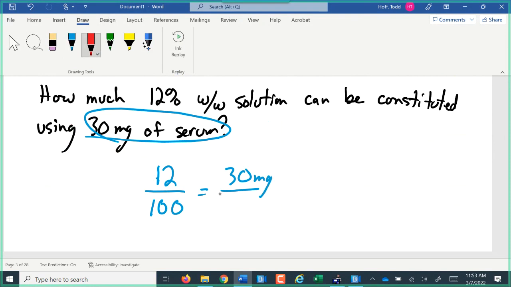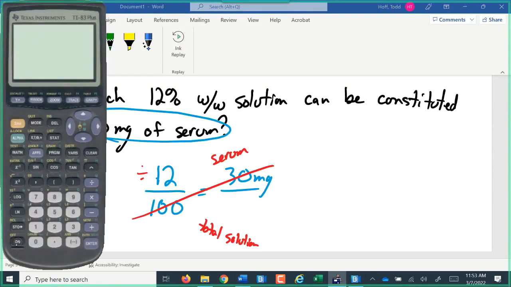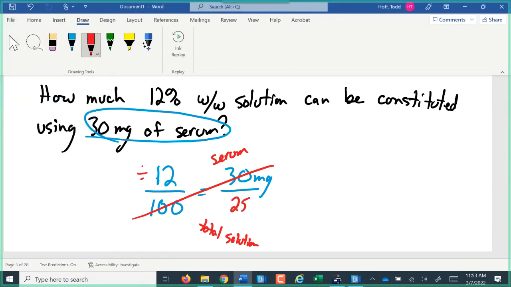Bottom number, for the total solution, cross multiply and divide. 100 times 30 divided by 12. That's 250 milligrams. Now we need to make sure this is answering our question. We look up here and it is. We wanted to know how much of that solution, 250 milligrams, is the amount of that 12% solution.